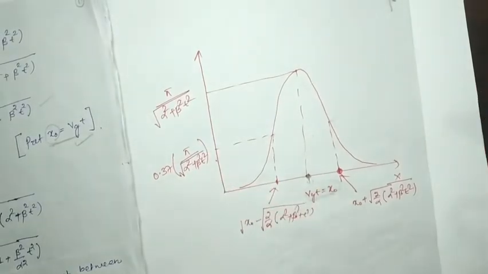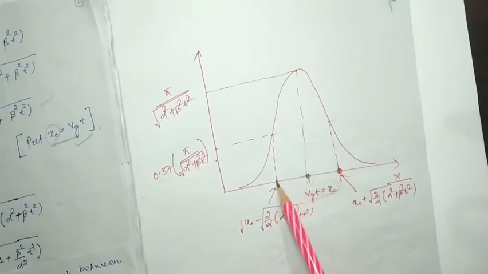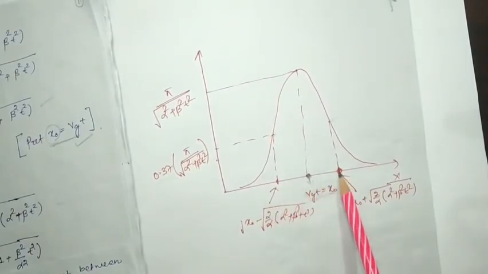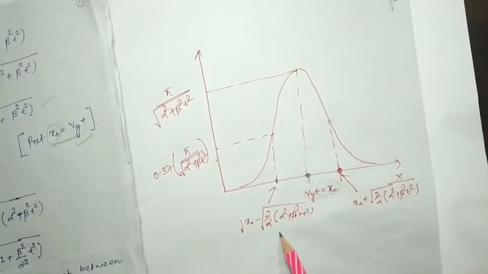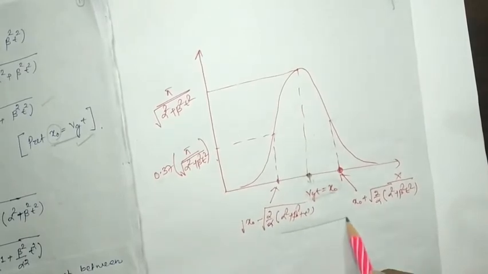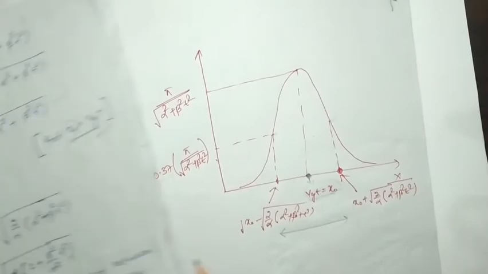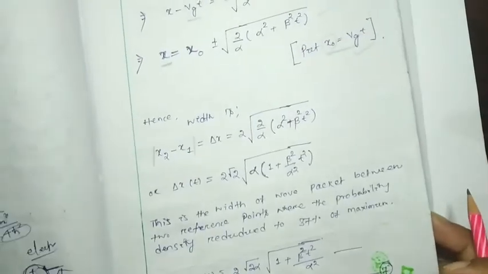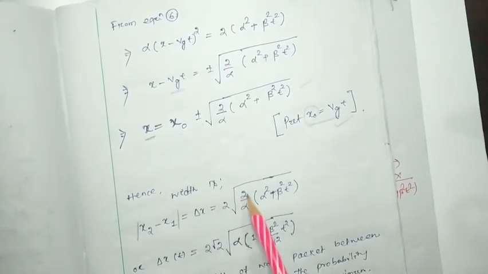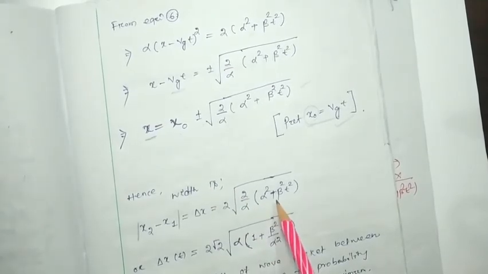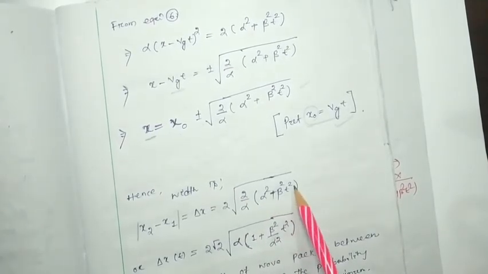So these two points will be called the so-called reference points, and the width between these two points will be written as how much? 2 into 2α by √(α² + β²t²).